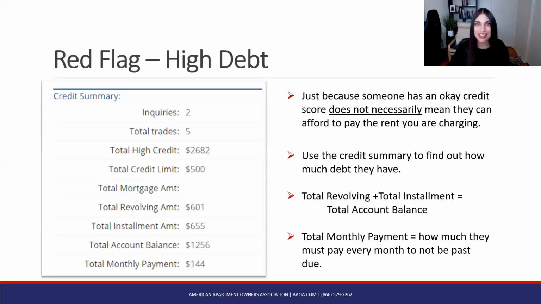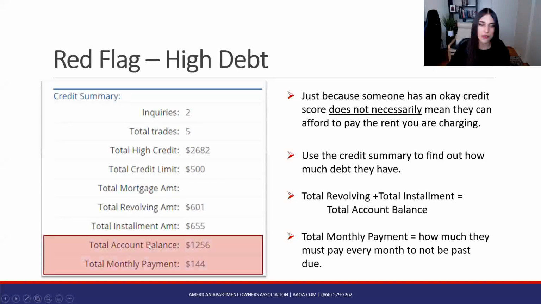What we're looking at on the credit report is usually, most importantly, in the credit summary. I'm going to go over all of these, but really the ones that you need to focus on here are the account balance and the total monthly payment. Just because someone has an okay credit score does not necessarily mean that they can still afford to pay the rent you are charging. They may have a lot of debt that would make it very difficult for them to make ends meet. And a lot of landlords simply do not look at this factor.